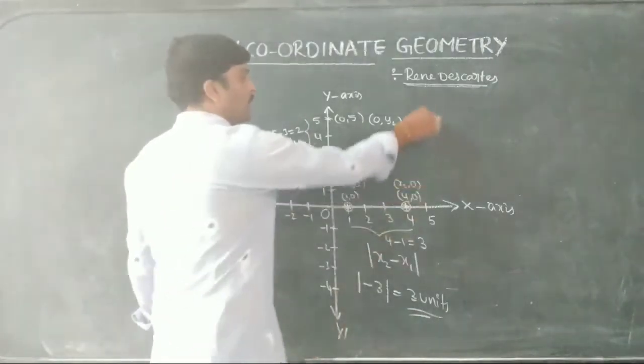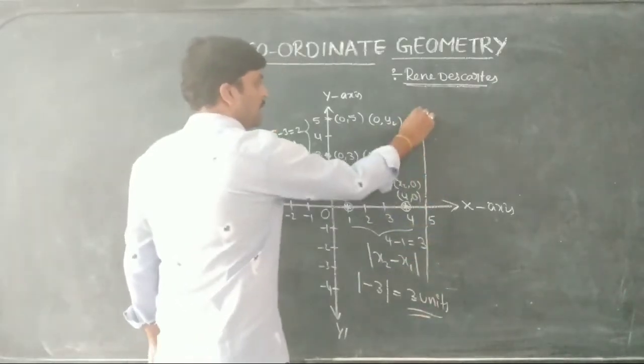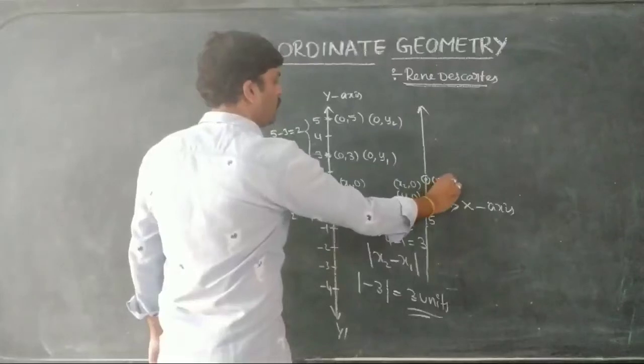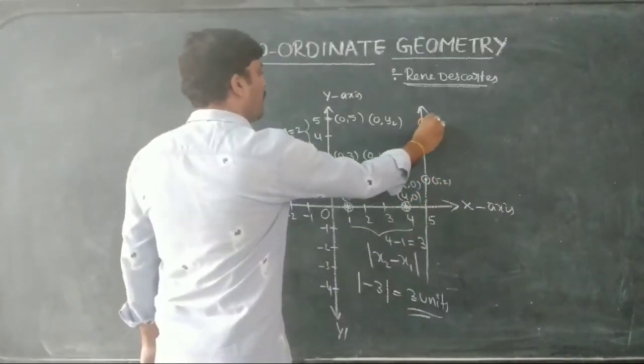Similarly, you can take any line parallel to the y-axis. Like this one I have taken, with the points 5 comma 2 and 5 comma 4.